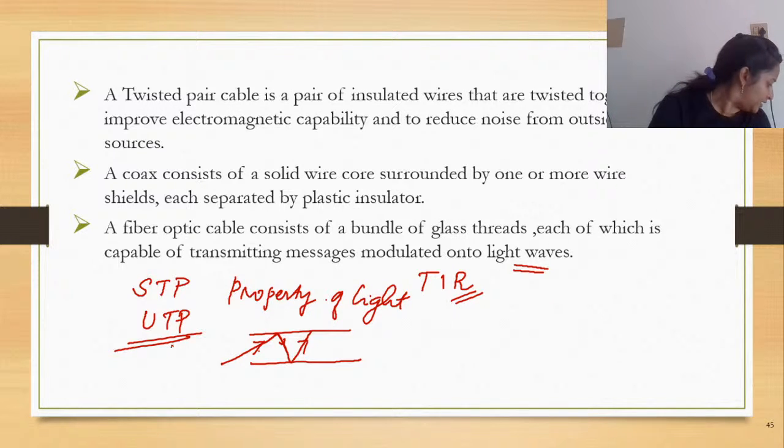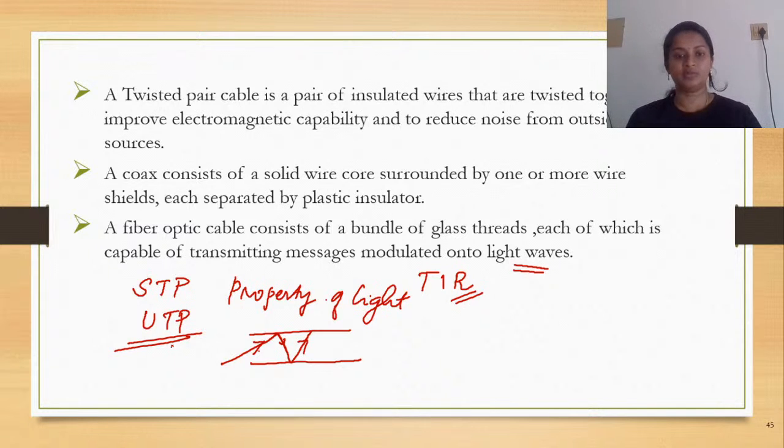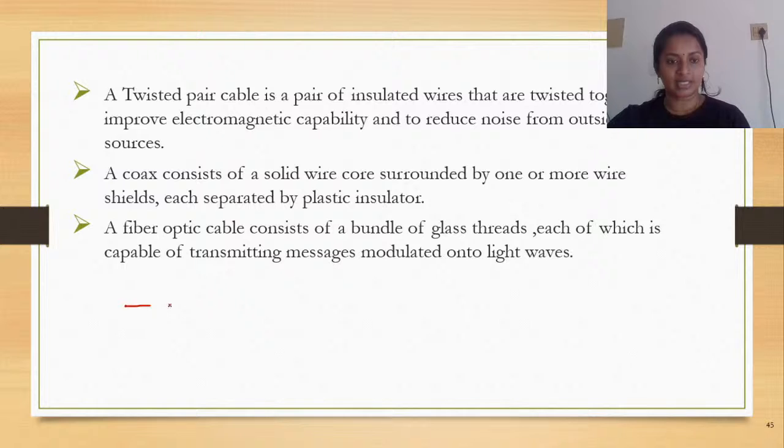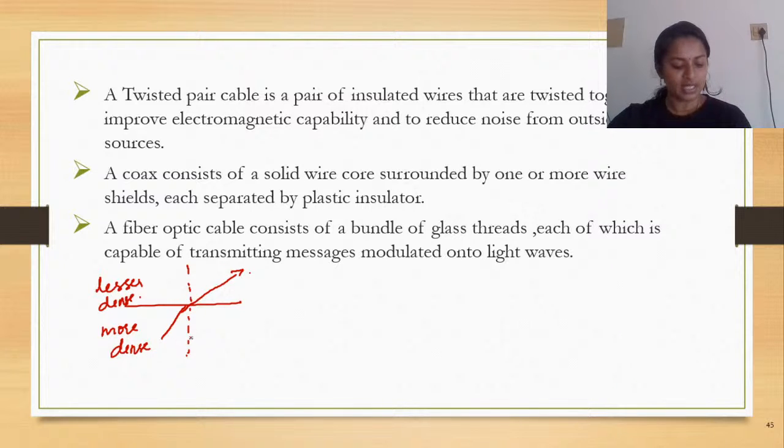Apart from that, you have one more thing to note here: the bending of the light ray. This is also one of the properties considered in fiber optic cable. Consider this to be a more dense medium and this a less dense medium. We have the normal here, and a light ray falling from a more dense medium to a less dense medium. This is how the ray falls, and this is the angle of incidence.